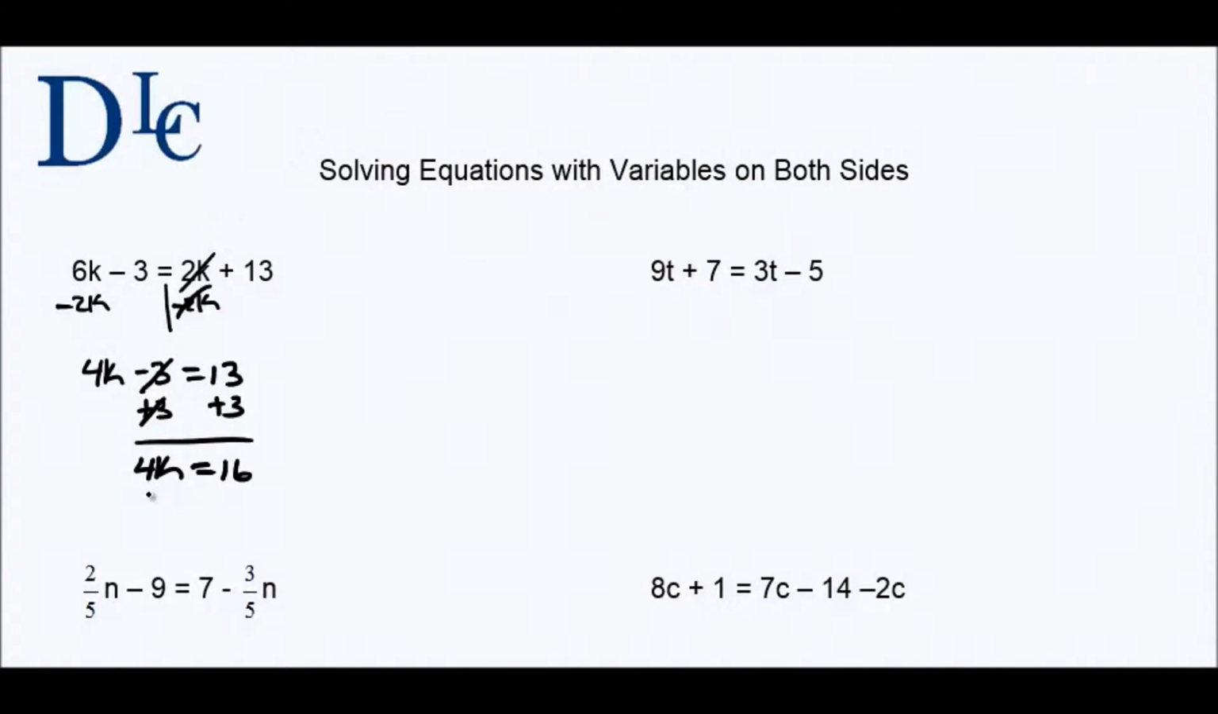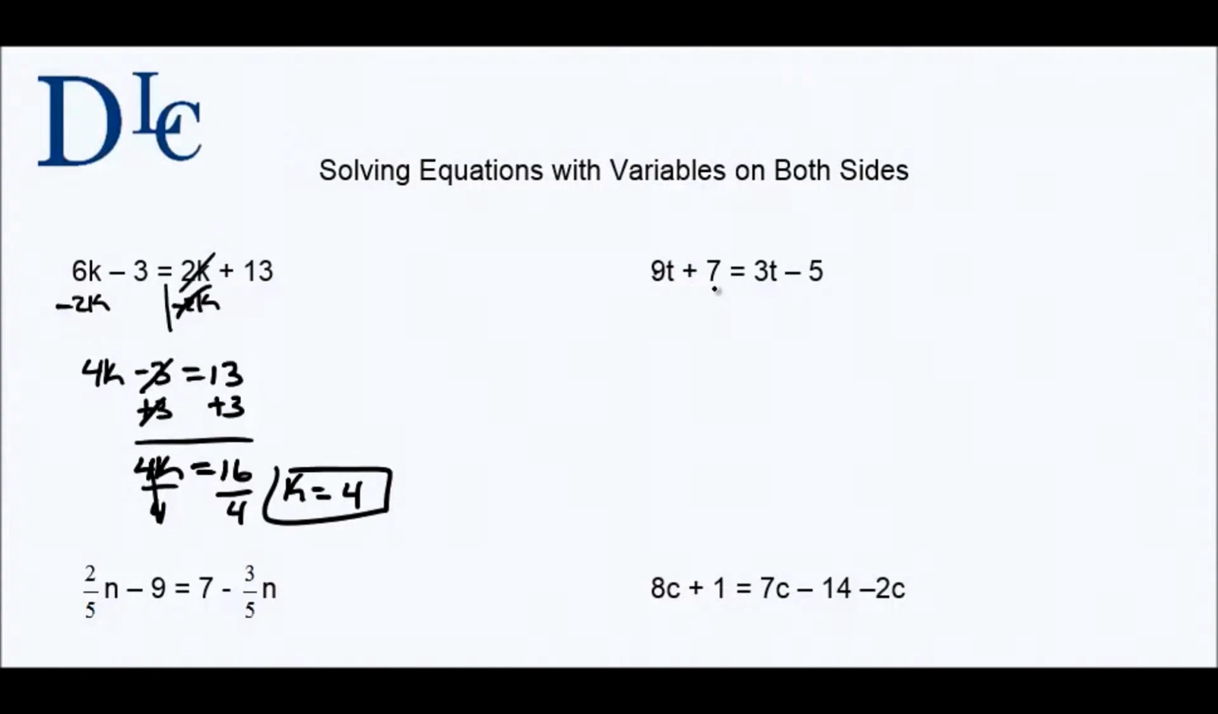Now this is easy. This is just a one-step equation. Divide both sides by 4. 4 divided by 4 is 1, k, or just k. So k is equal to 16 divided by 4 is 4. Final answer: k equals 4. So that wasn't too hard. You just got to eliminate one of your variables first.